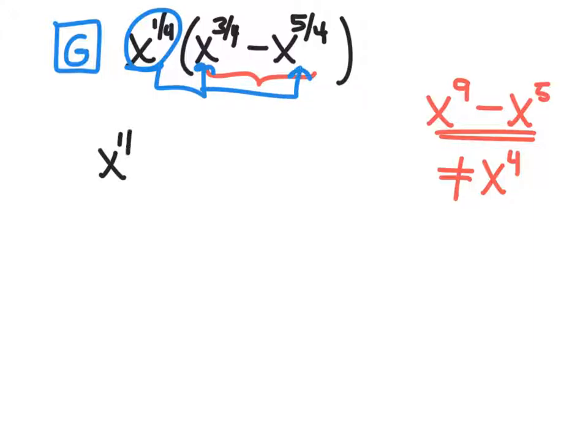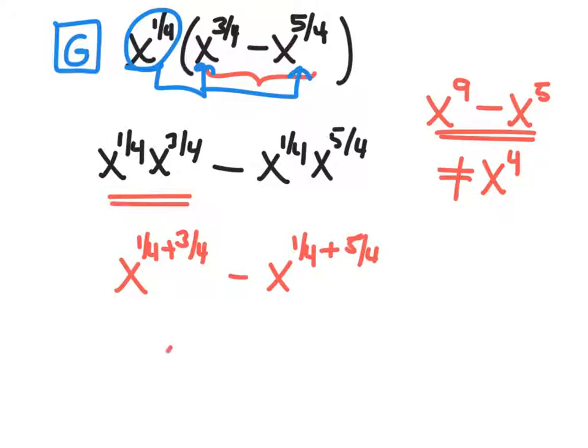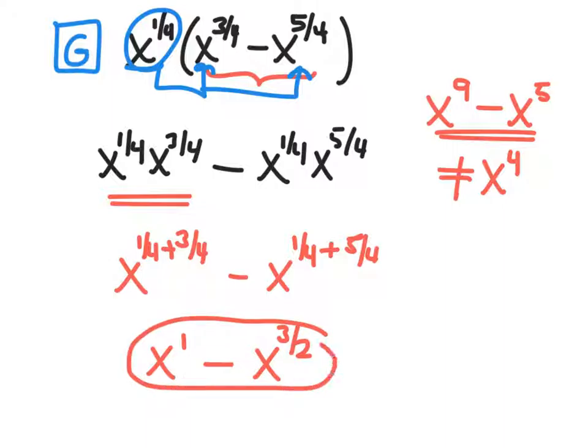And when you do that, you get x to the 1/4 times x to the 3/4 minus x to the 1/4 times x to the 5/4. Okay? And then what we can do in this term here, you add the exponents because that's the rule of exponents here. x to the a times x to the b is x to the a plus b, so we add, and here we add as well. And in the end you'll get x to the 4/4, which is 1, minus x to the 6/4, which is really 3/2. And these cannot be combined, they're not like terms, so we have to leave it in that form.